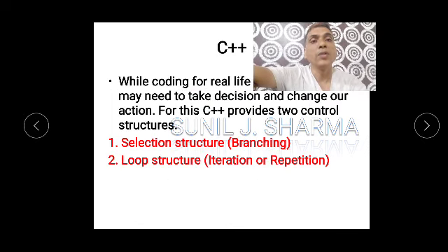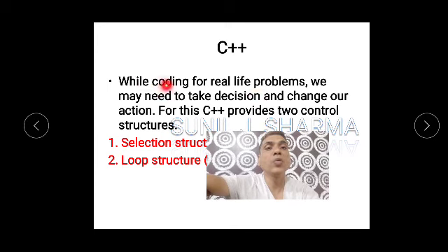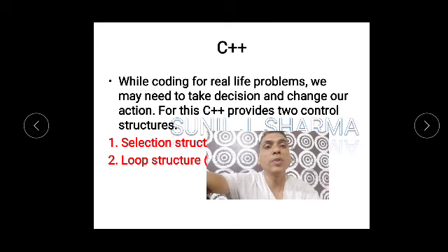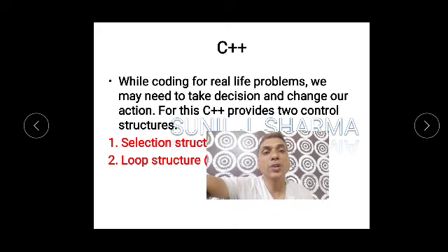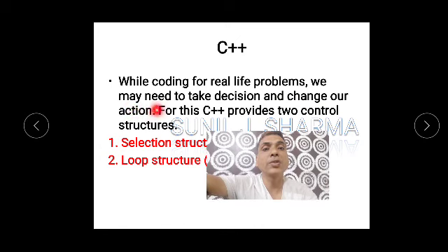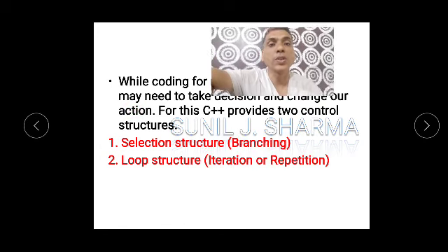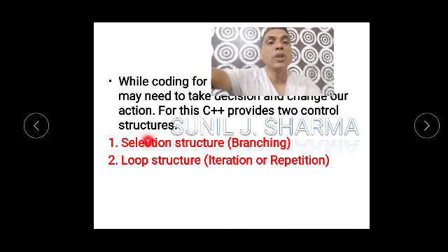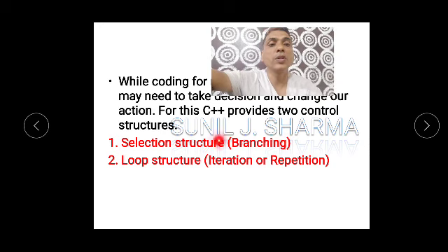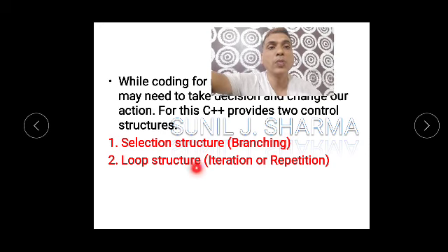Now, while coding for real life problems, we may need to take decisions. Sometimes we have to switch from the normal sequence to some other and change our actions. For this, C++ provides two control structures. So control structures are divided into two: selection control structures or branching, and loop structures, that is iterations or repetitions.